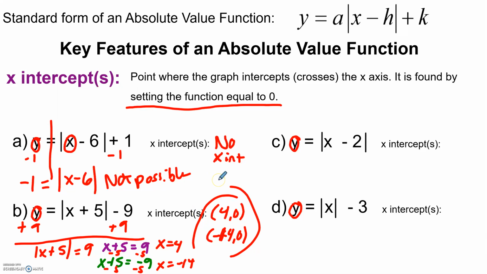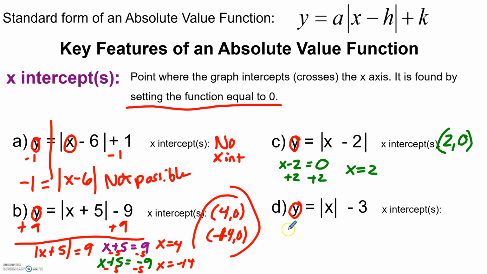Do your best to try C and D. So for C, it's actually pretty simple, seeing as how I only have what's inside the absolute value. There's nothing being added or subtracted after. So I'm going to go ahead and write this twice. X minus 2 equals 0, and x minus 2 equals 0? Can you put a positive or negative 0? No. So it's only one equation. So I'm going to add 2 to both sides, and that's how I get x equals 2 for the only x-intercept of (2, 0).